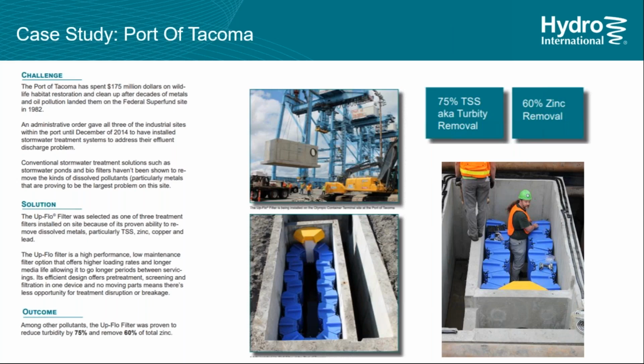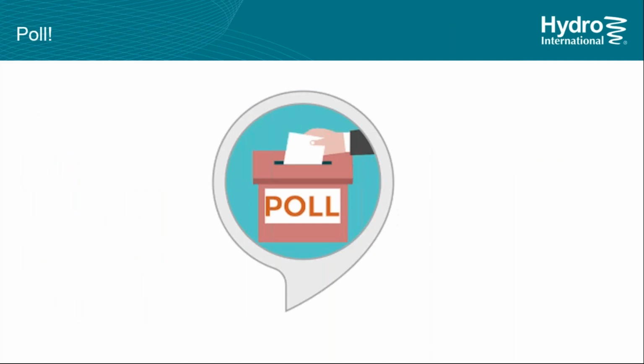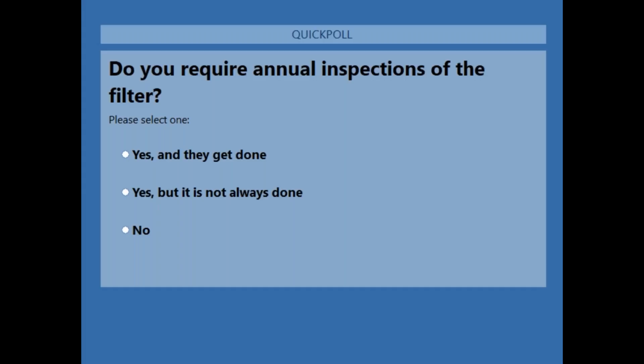They have to sample 4 times a year, and based on the results, they are judged whether they're in exceedance and could possibly head towards a monetary fine. So before we get into the future, I have my second poll. When you are specifying or involved in a filter, do you require annual inspections or annual service to be completed?